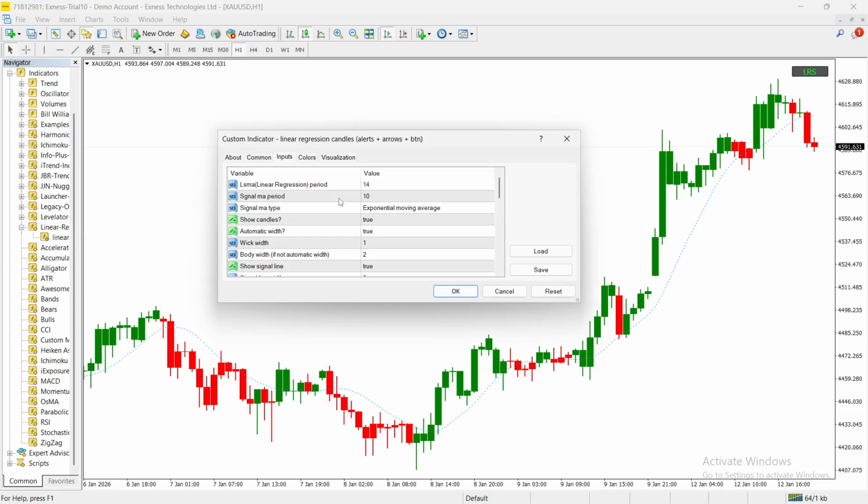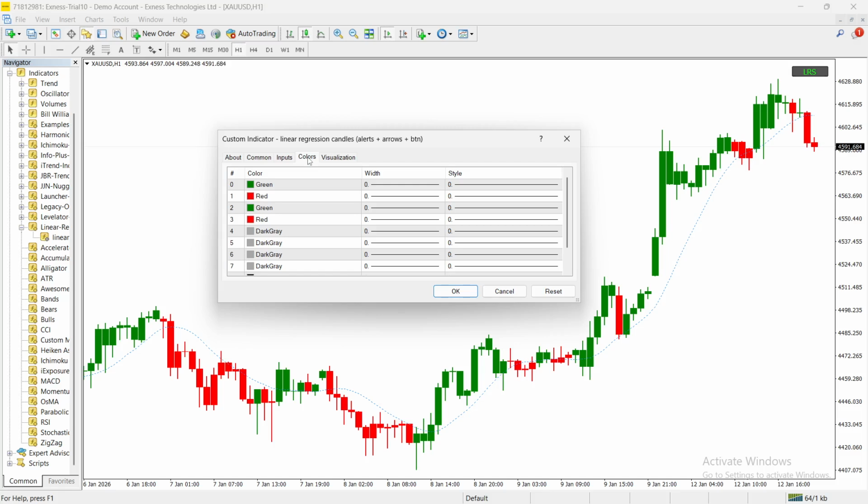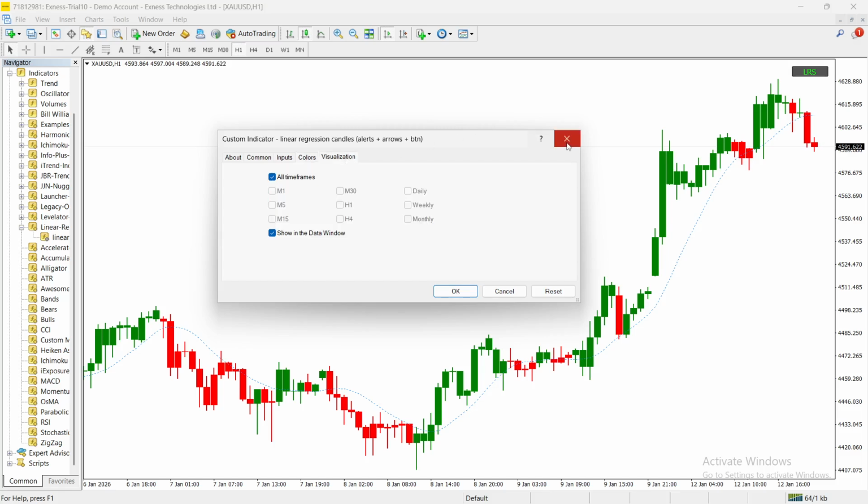We have the linear regression period, signal MA line, signal MA type, option to show candles, automatic width. You can also set alerts, as we can see. We can also customize our preferred colors and trade on our preferred time frame.